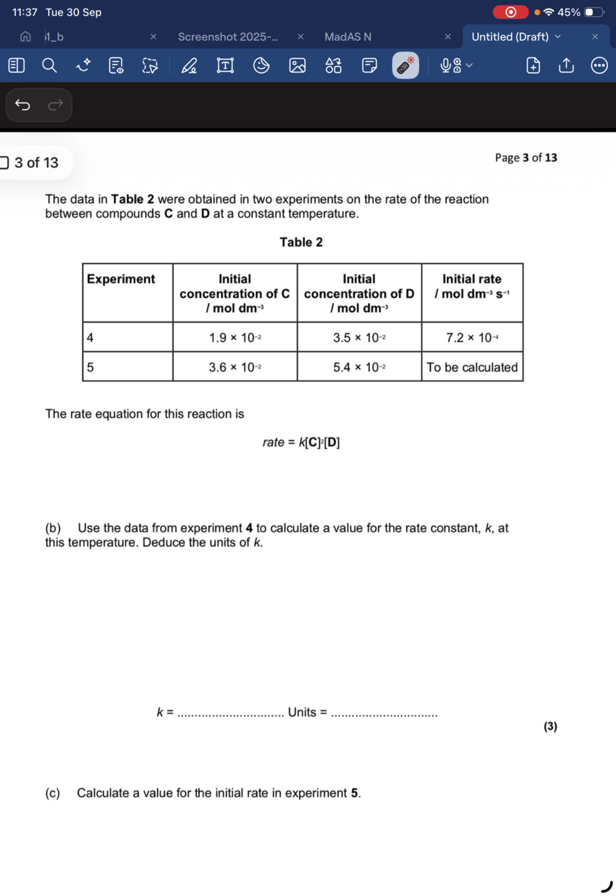So what we're trying to find is this. It's telling us to use the data from experiment 4 to calculate a value for the rate constant, K, at this temperature, and deduce the units.